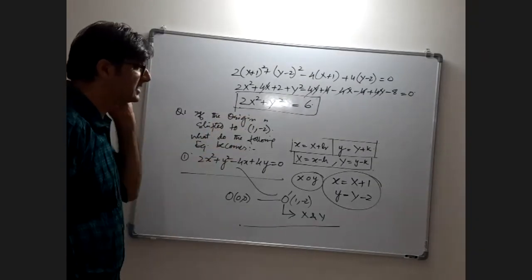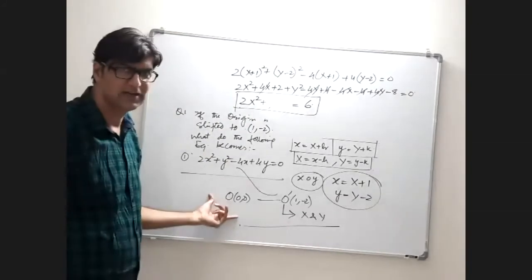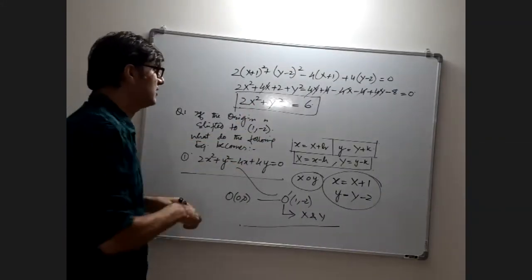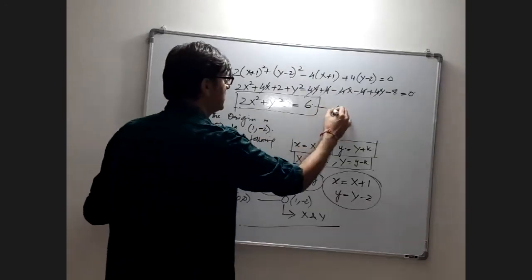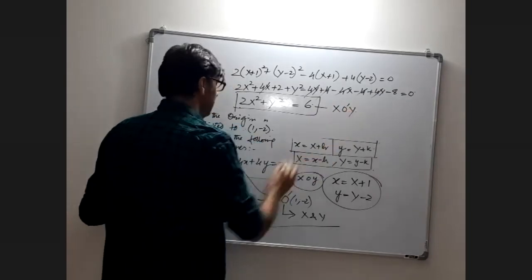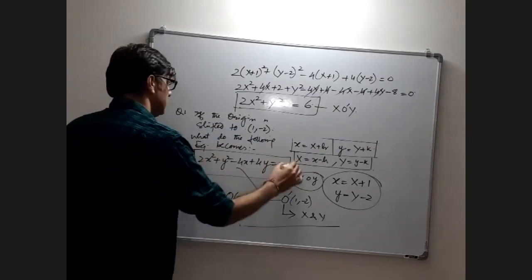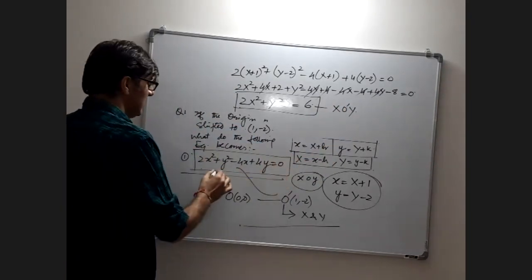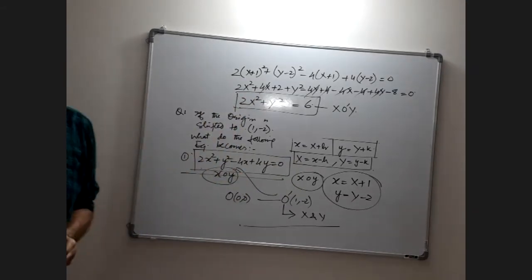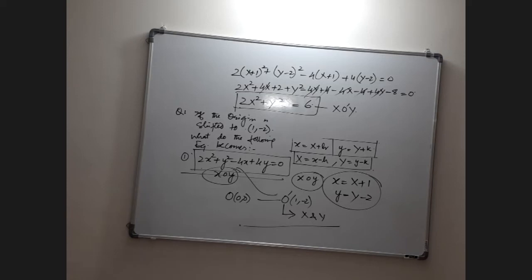That means, once the coordinates' origin is shifted, this equation is in which coordinate system or which frame of reference? X dash, O dash, Y dash. And this other equation is in the XOY system. So in a different system you have different equations. The same equation cannot hold.